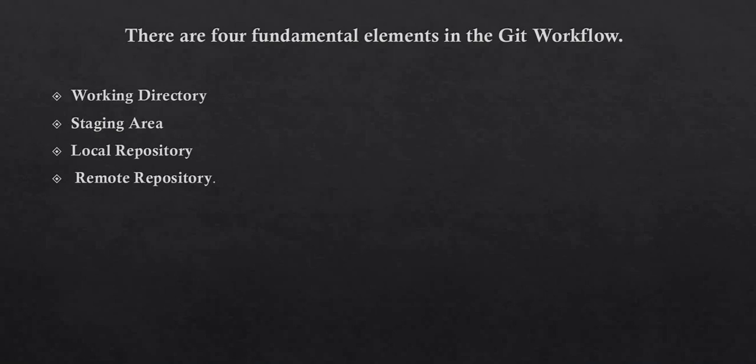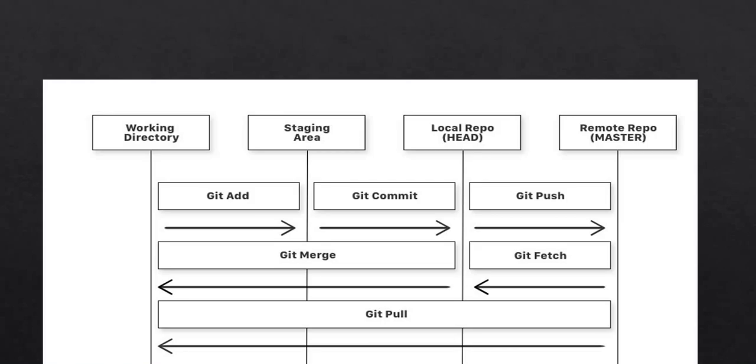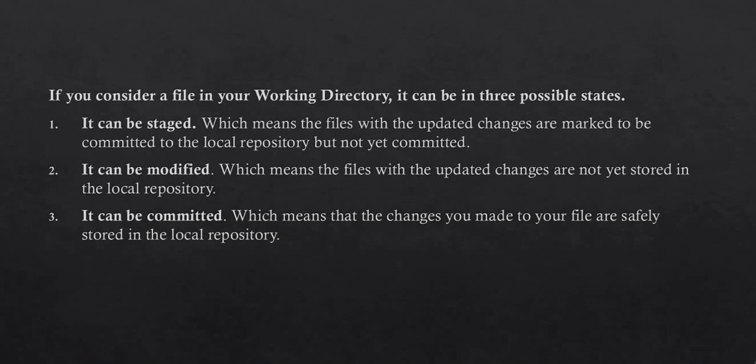The working directory is the directory on which we are currently working. The staging area is where I add changes before committing. The local repo is my branch. I have made my own branch and I am working on it. We will look at it in the example. The remote repo is stored in my online Git. So it was something like this.